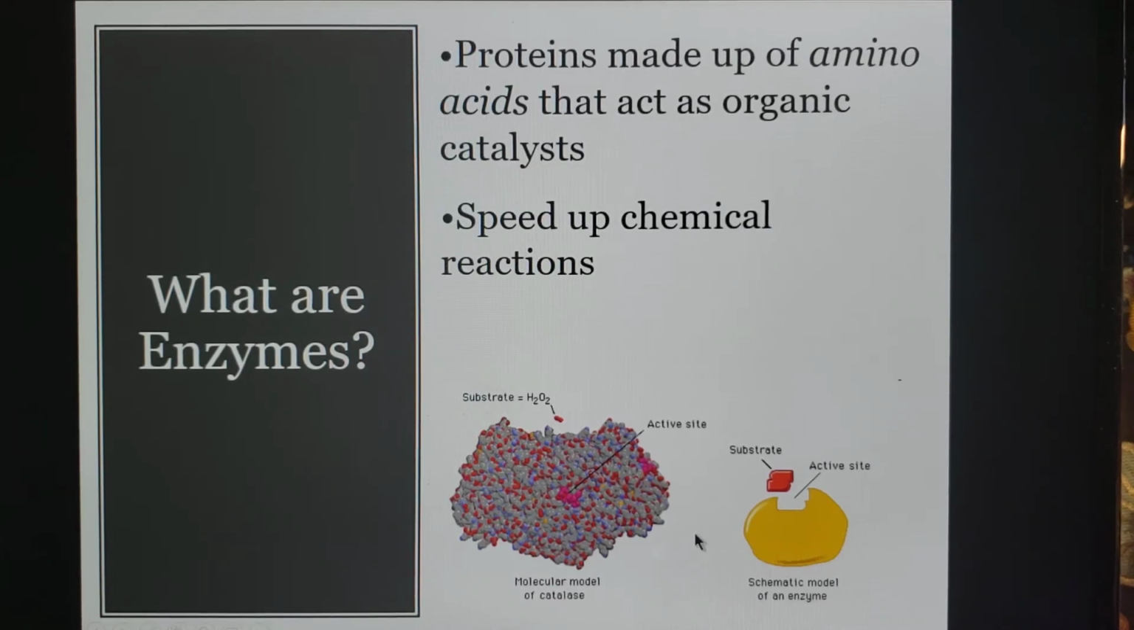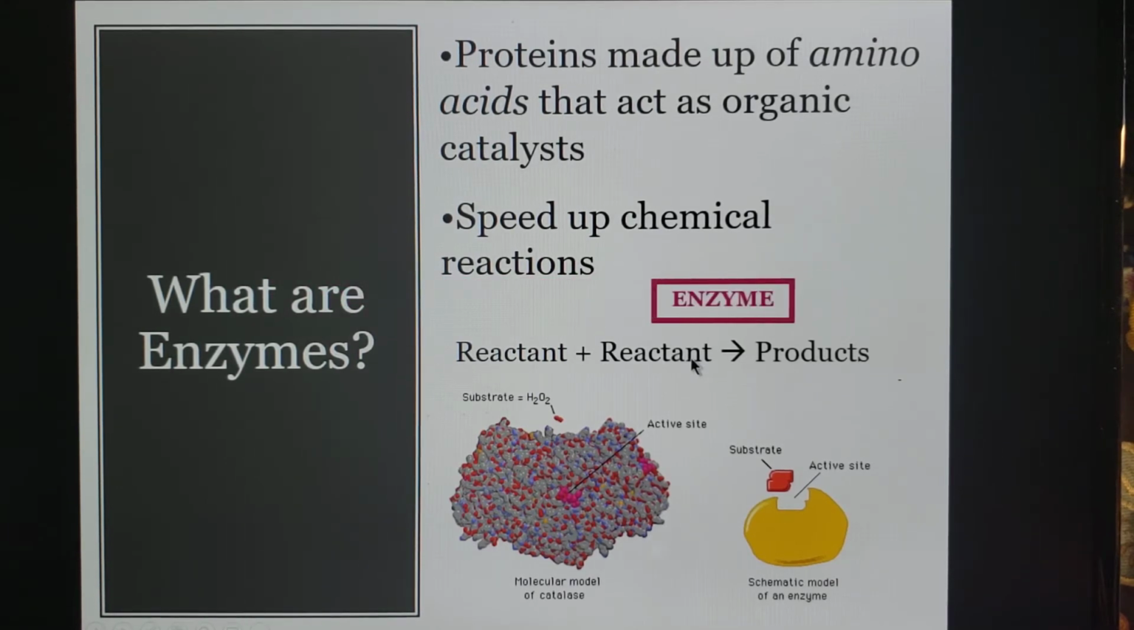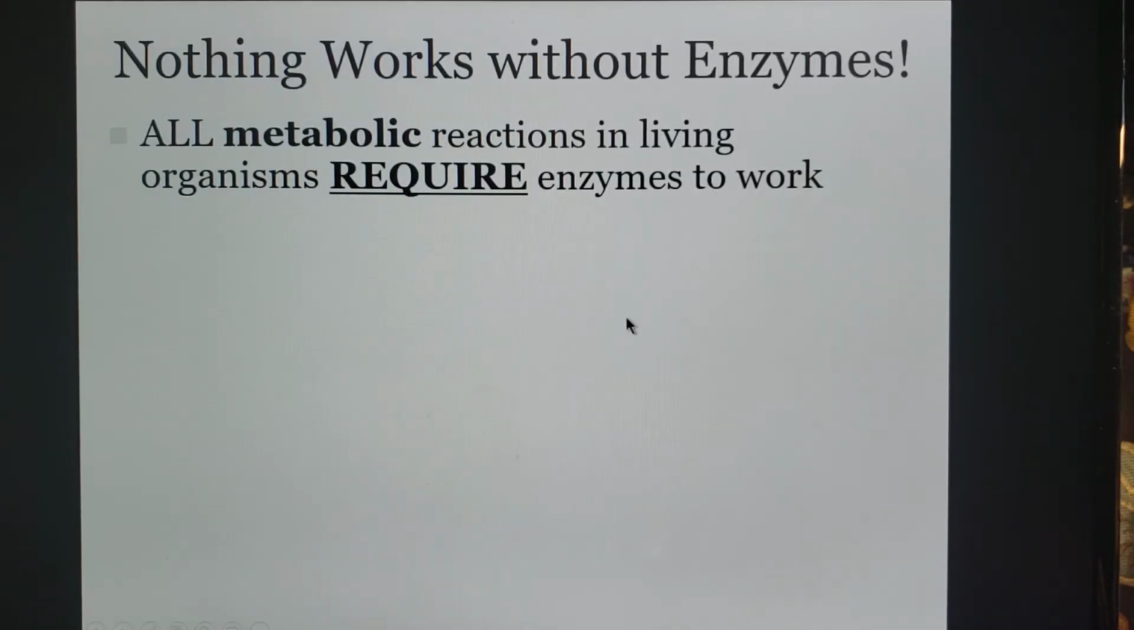Proteins are made up of amino acids that act as organic catalysts, and they speed up reactions. Reactant plus reactant equals the product. We know that already. And the enzyme is what makes it work faster. And in your body, we may want to be able to control the rate of a reaction. So nothing works without enzyme. I wouldn't say nothing, but all metabolic reactions in living organisms require some kind of an enzyme to work, which is kind of impressive. It's sort of like a control system for our bodies.